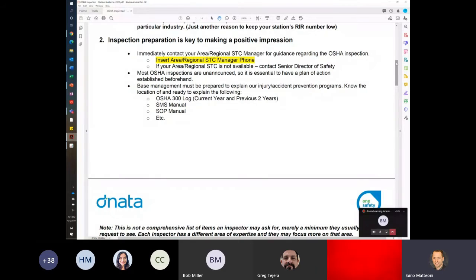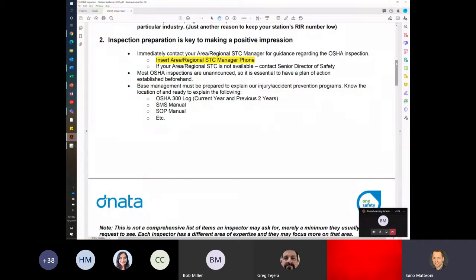So it's really important that you immediately contact your area and regional STC manager for guidance regarding an OSHA inspection, should you be made aware of one. If your area regional STC is not available, please contact Kel directly. And if you can't contact Kel, please reach out to me.